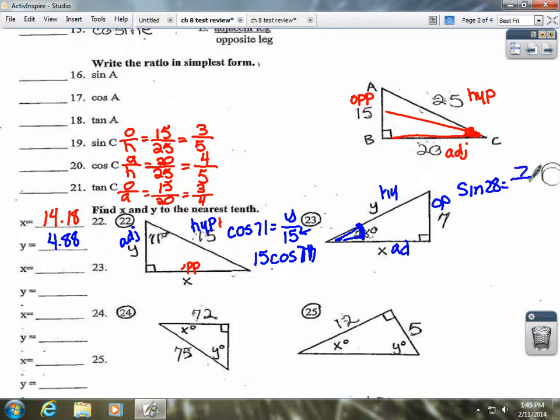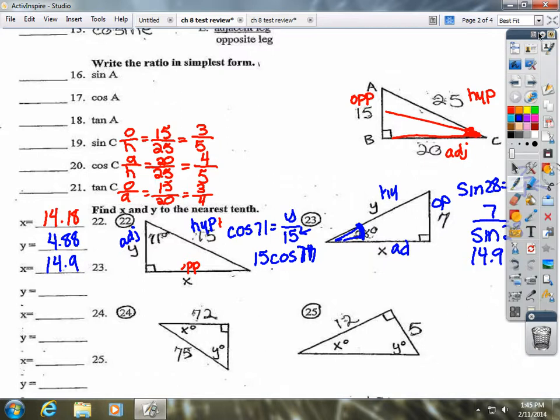Okay, if you're missing the number on bottom, you're going to divide. So I'm going to take 7 and divide it by the sine of 28. When I put that in my calculator, I write 7 divided by sine 28, and I get 14.9. Okay, so that is my answer, 14.9. Now I'm going to do some erasing again to give us a little bit of room here.